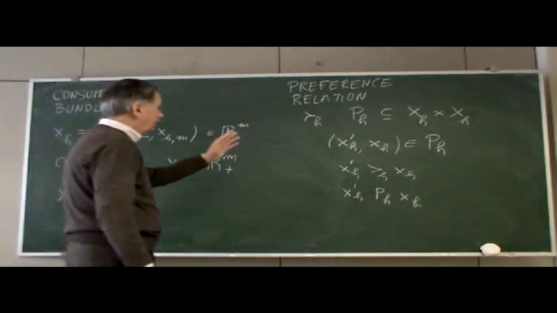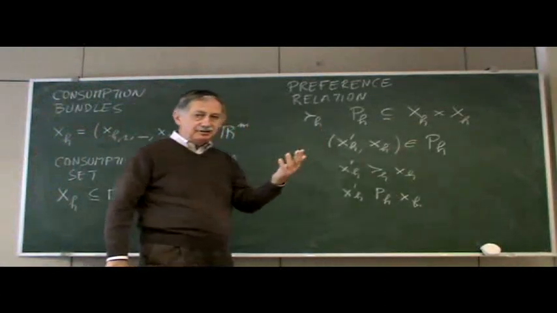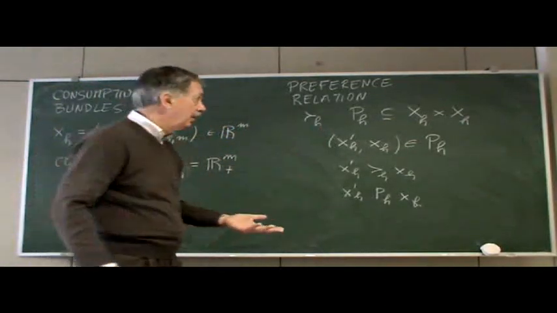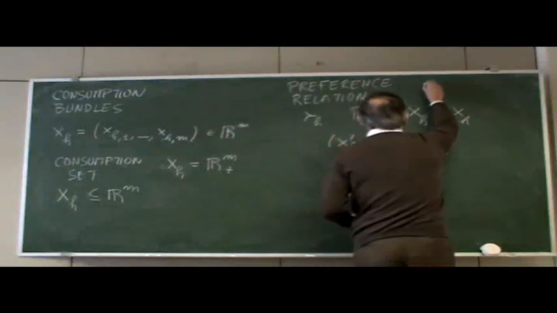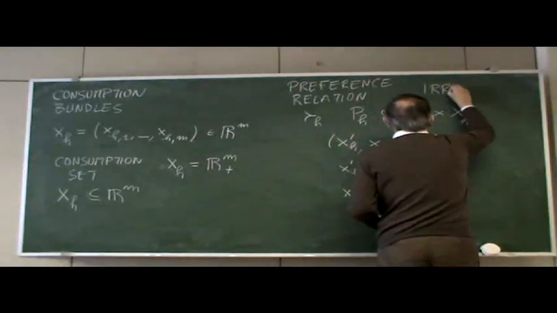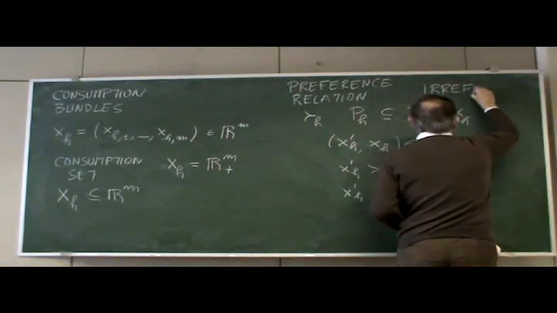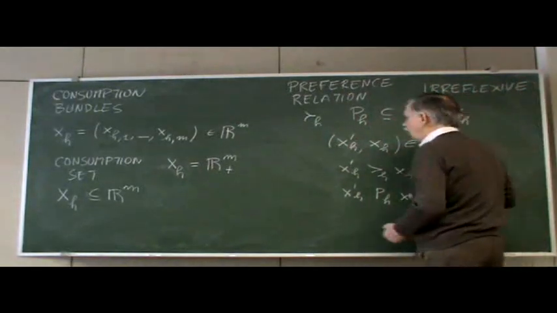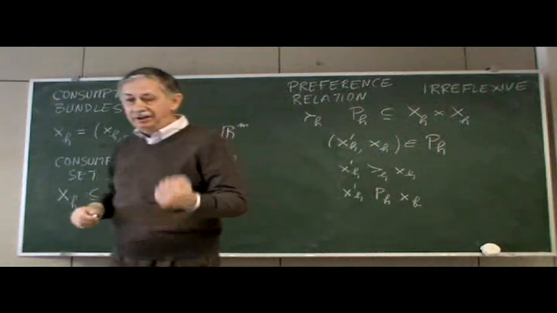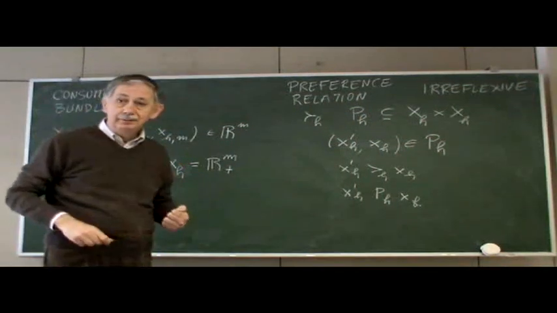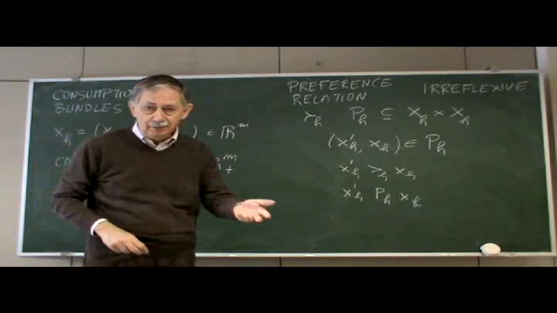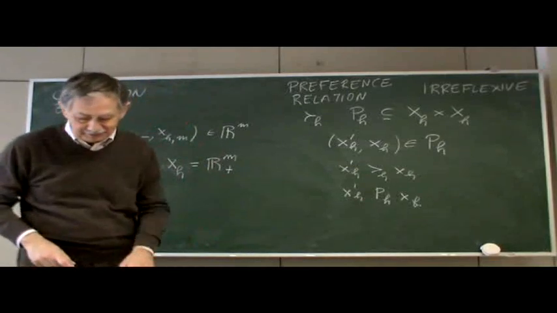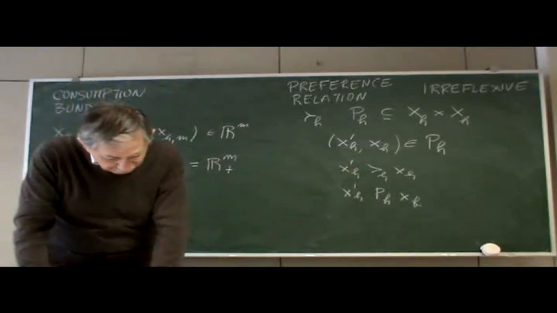Since this preference relation is a strong preference relation, it is irreflexive. You remember, in other terms, no bundle can be strictly preferred to itself. This is a well-known property of a strict preference relation.